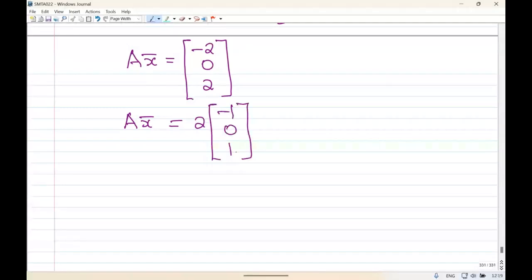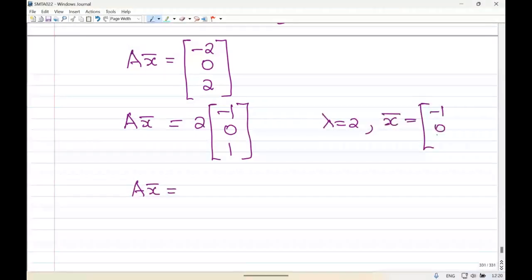Can I get yes from you that now you are going to say your lambda is equals to 2, then your x bar will remain with what? -1, 0, and then 1. Can I get confirmation from you that now you have lambda multiplied by this x bar? Yes. Is it correct, colleagues? Yes, sir. All yes.